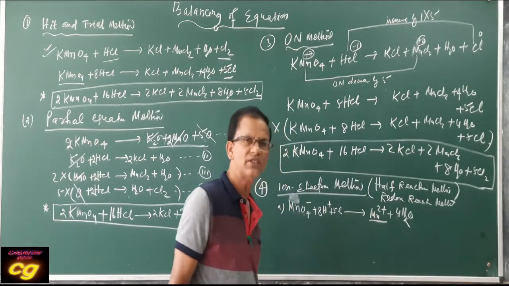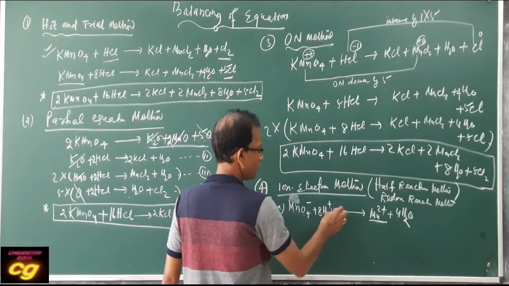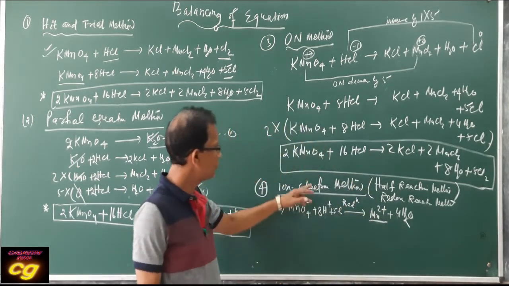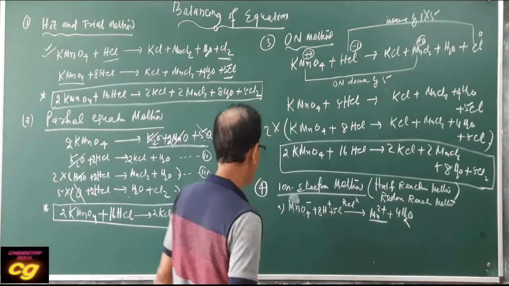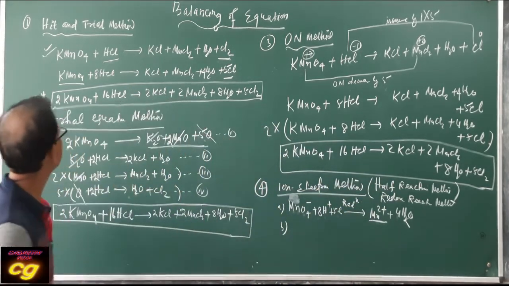So the first step is completed, and this is called reduction, because addition of electron is called reduction. Because we are discussing the half reaction method, one is reduction and another is oxidation. For the oxidation half, you have to select which one remains.